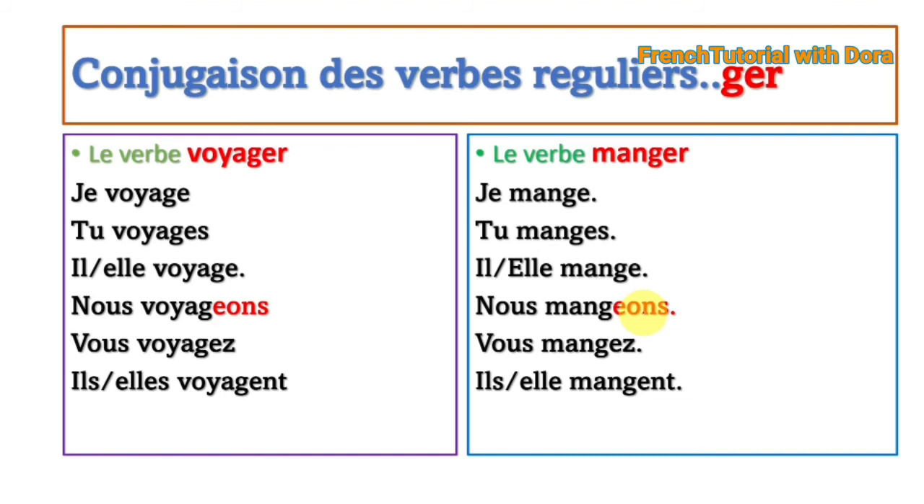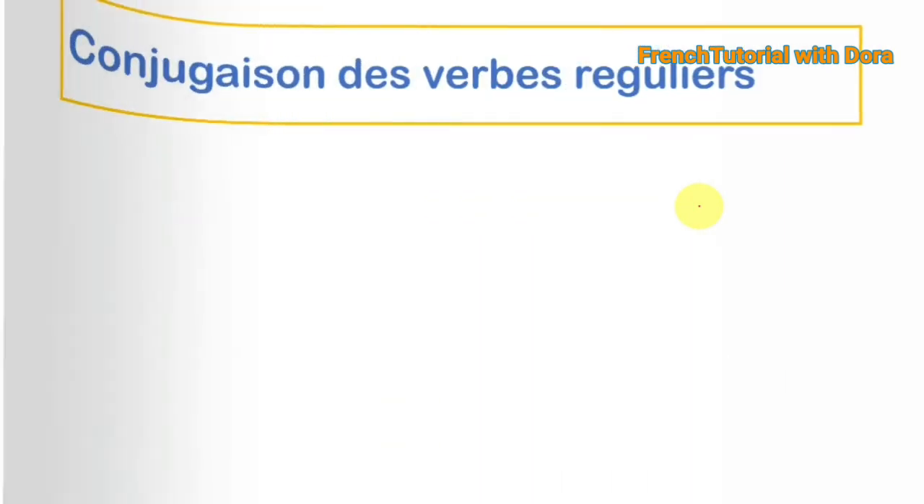Okay, so let's have some expressions. Je voyage tout le week-end. I travel all the weekend, every weekend. Je mange du pain. Je mange du riz. Just to express what you eat, okay? So let's move on.